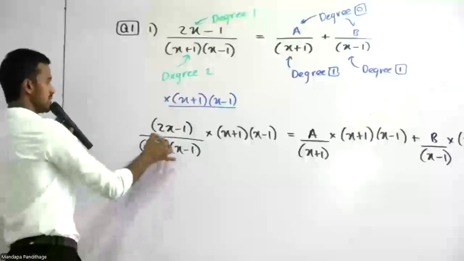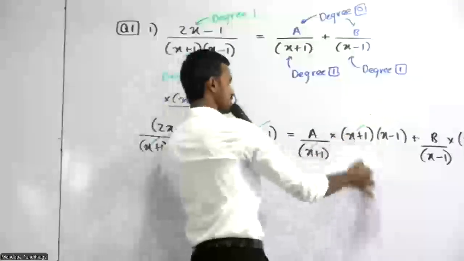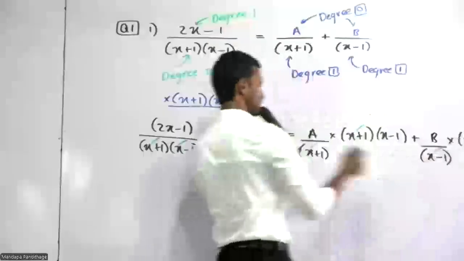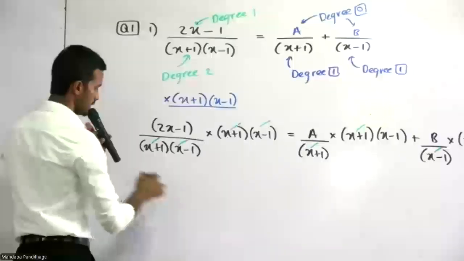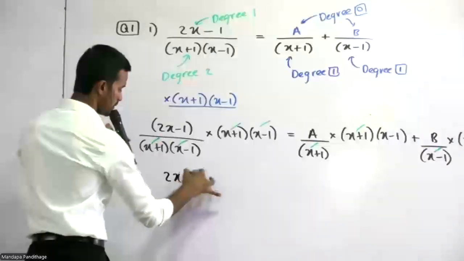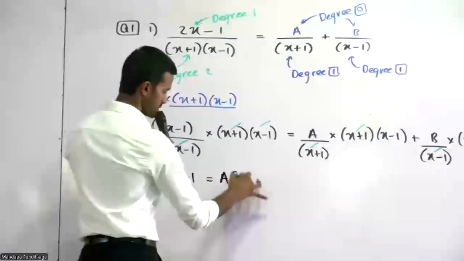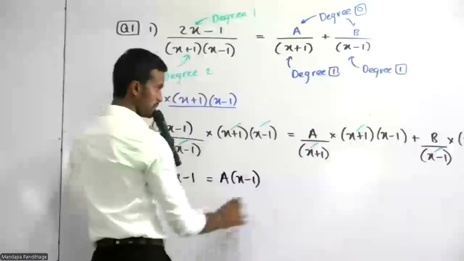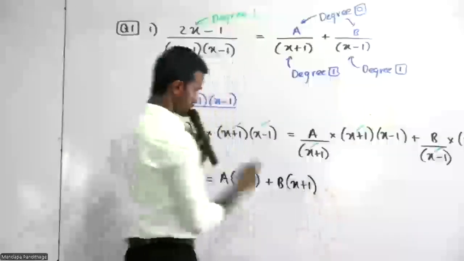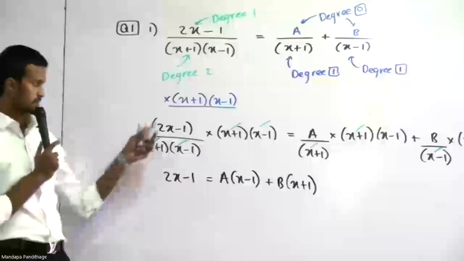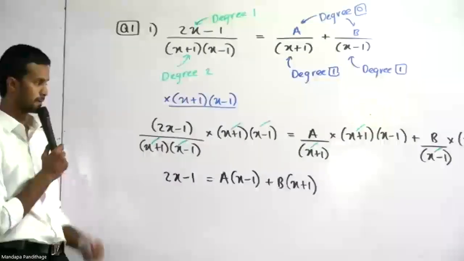These two cancel off. X plus 1 cancels off and x minus 1 cancels off. So here we have 2x minus 1 is equal to a times x minus 1 plus b times x plus 1. Okay, 2x minus 1 is equal to a times x minus 1 plus b times x plus 1.